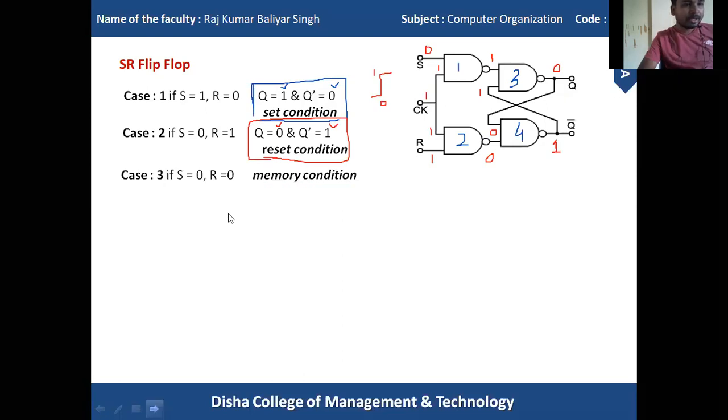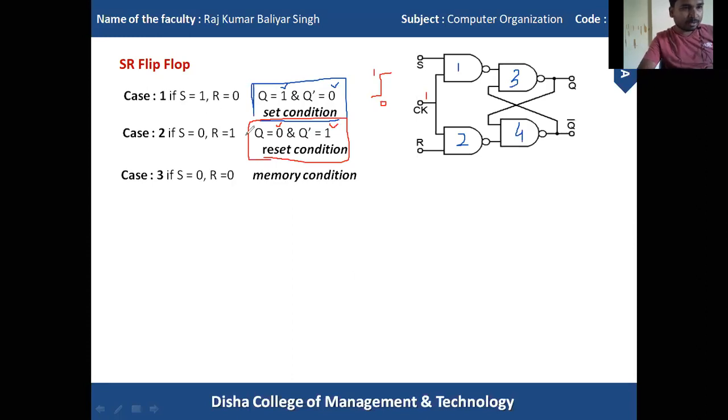Okay. So another type of sequence is S equals 0 and R equals 0. When we supply S equals 0 and R equals 0, what will happen? Whatever the state is called, that is the memory state. So here I would like to say what memory state means.